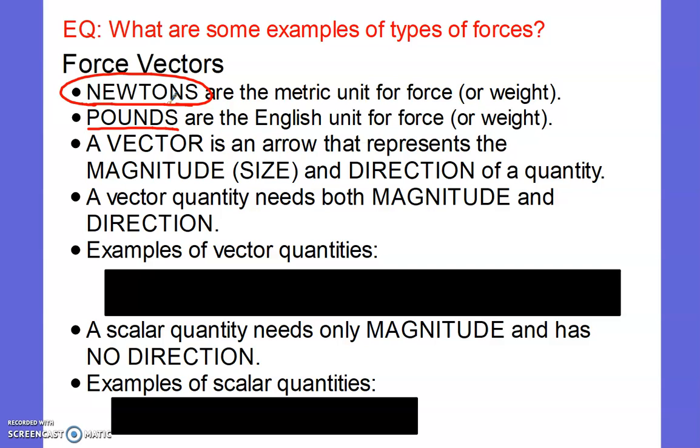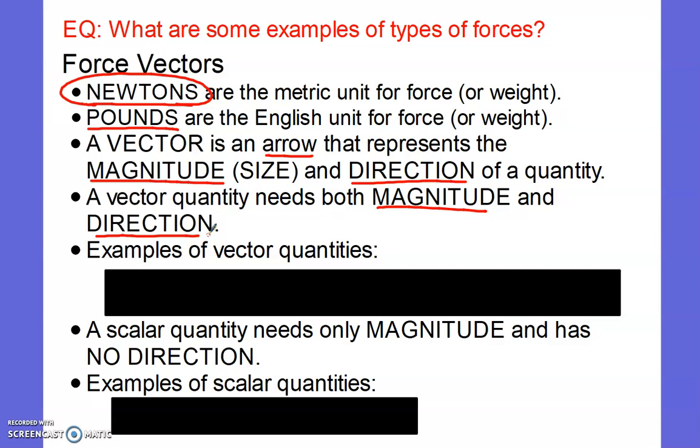Now, force is a type of vector. And a vector we usually represent with an arrow. And that arrow represents the magnitude of the vector, which means the size. And it also shows us the direction of the vector as well. So therefore, a vector quantity has both magnitude and direction.